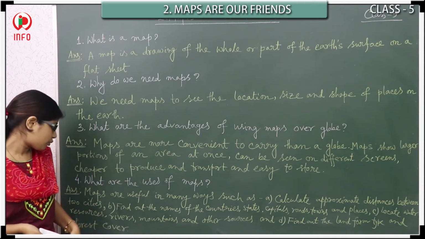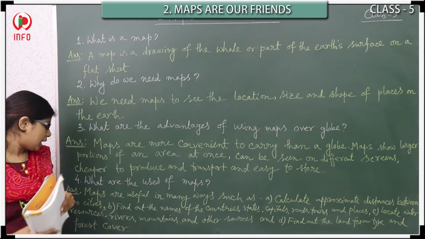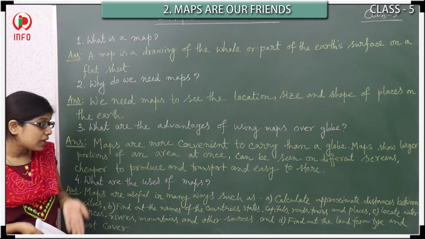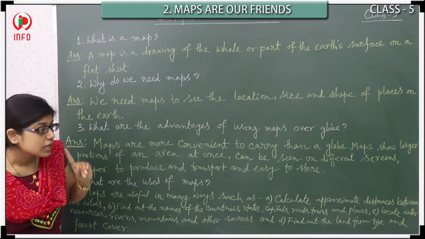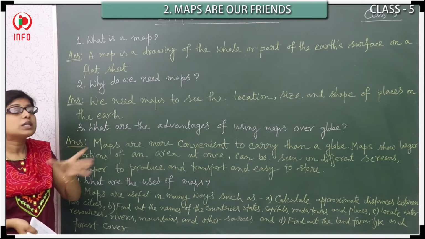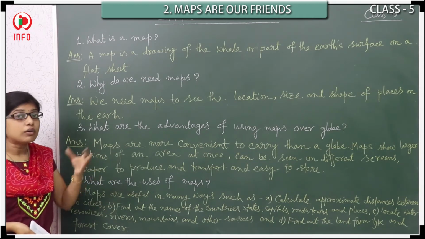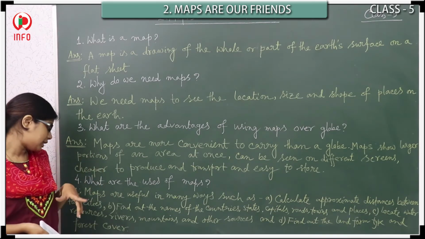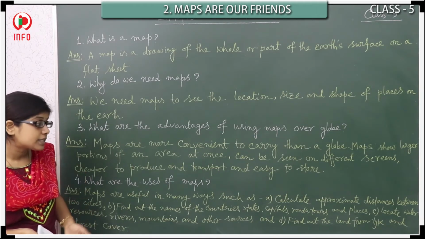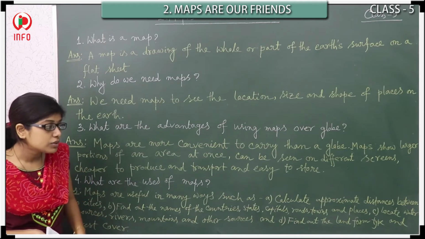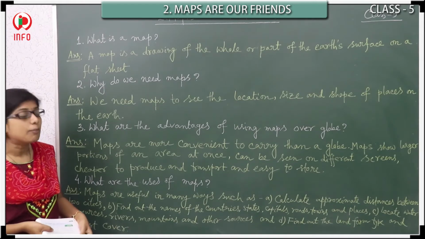These are all the reasons to use the map. Next, the fourth question. What are the uses of maps? Why are we using the map? So maps are useful in many ways, such as, first thing, calculate approximate distances between two cities. Suppose two cities are there, you don't know the distance between them. If you want to visit, then after seeing the map you can understand it. Next, the big one, find out the names of the countries, states, capitals, roads, towns and places. All these things we can find out with the help of a map.